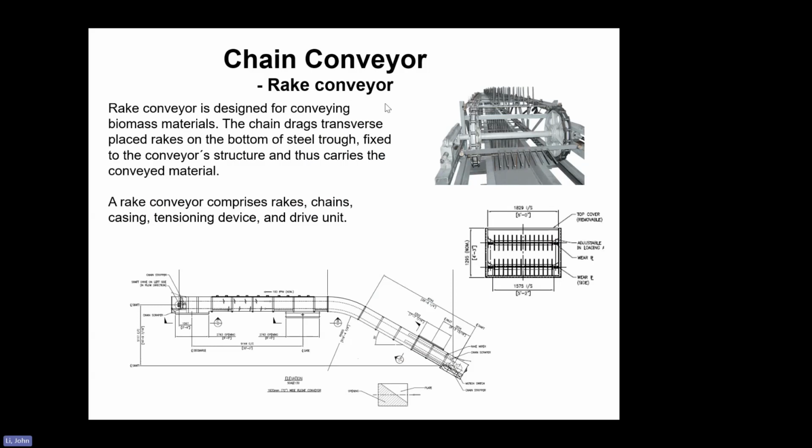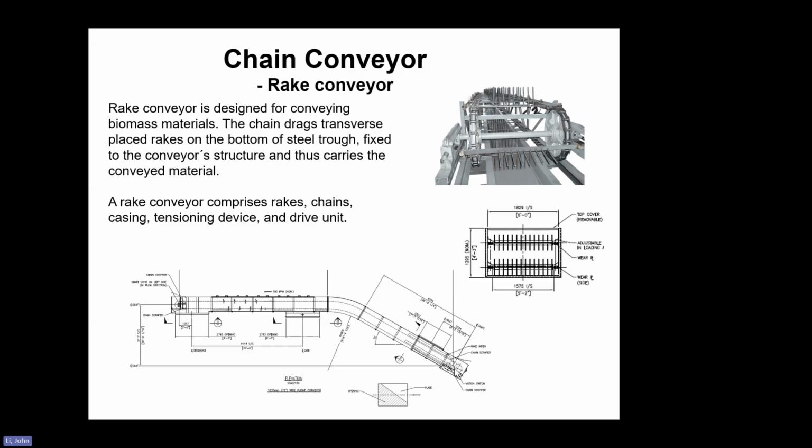So this is called a rake conveyor, mainly for biomass materials. You can see the rake has lots of bars welded on a cross angle or pipe. So the rake conveyor is designed to convey biomass materials. The chain drags the rake along the bottom of the steel trough, fixed to the conveyor structure, and it carries the conveyed materials. A rake conveyor comprises the rake, the chain, two chains here, and the tension device.